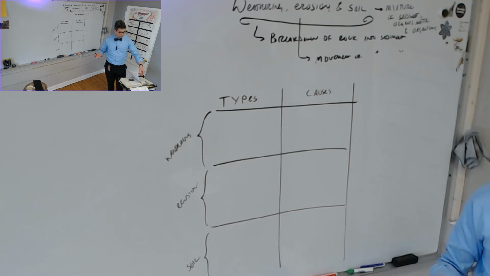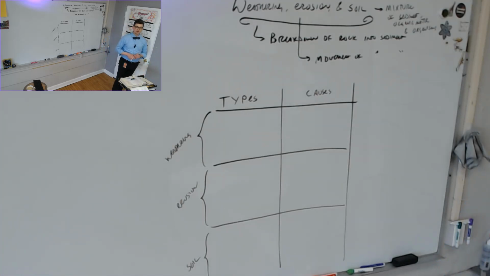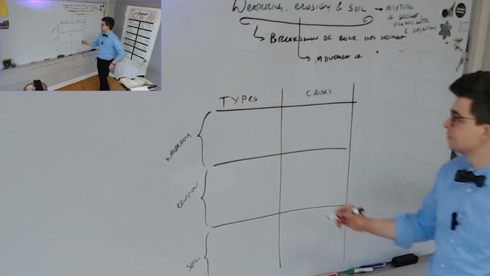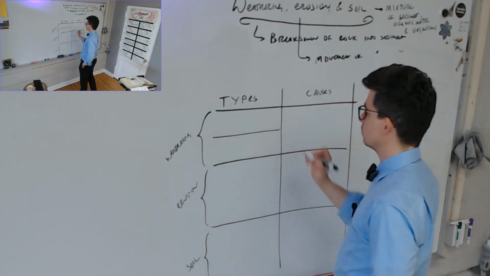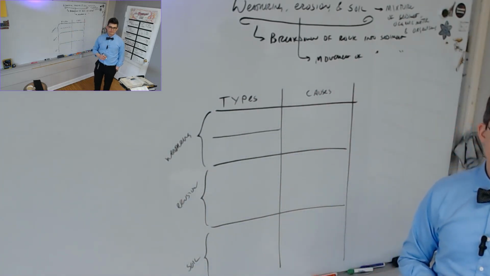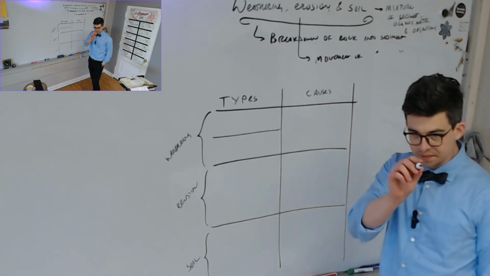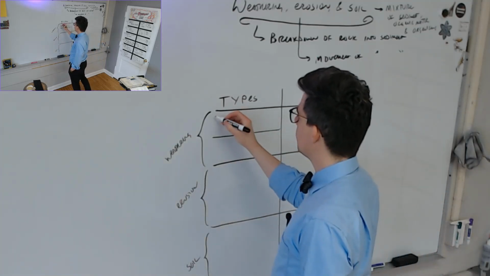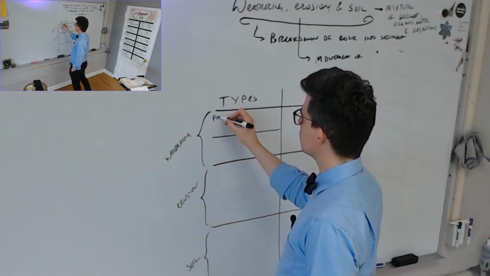What can you think of what might be the types of weathering? You've probably heard of these before, is why I'm asking you this kind of open-ended question. There are two basic kinds of weathering. Chemical is one of them, and mechanical is the other. I'll say either physical or mechanical.